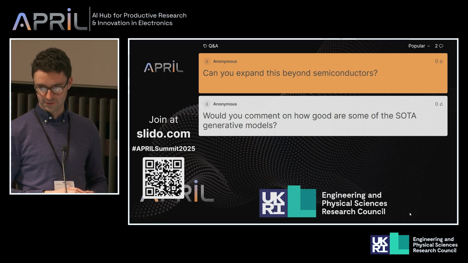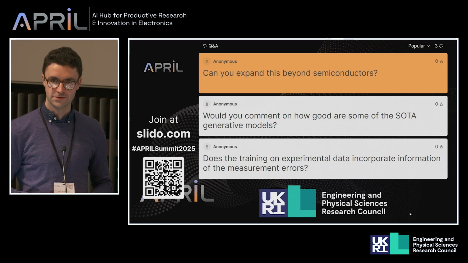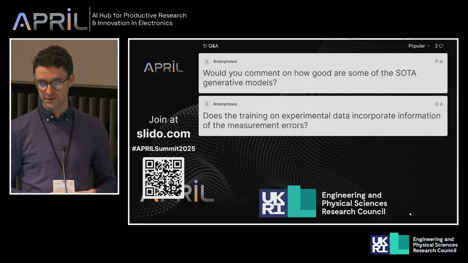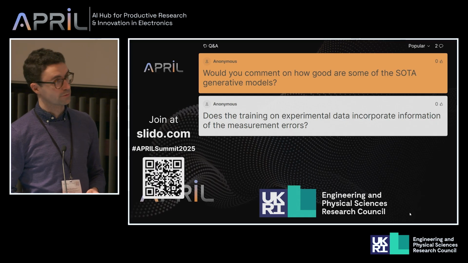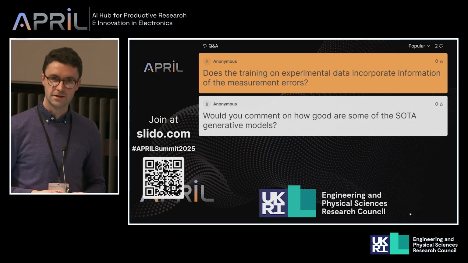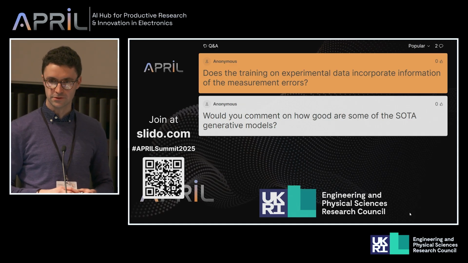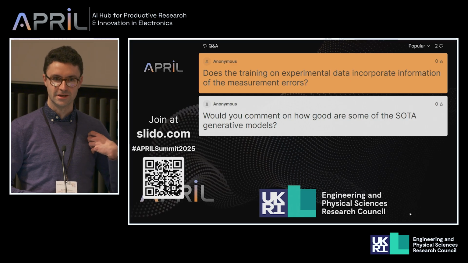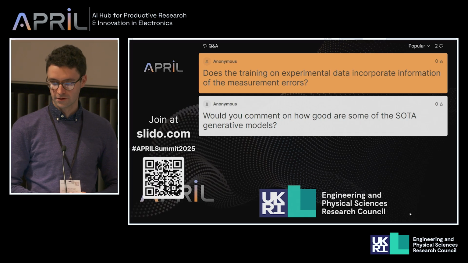Okay, cool. So can we expand this to beyond semiconductors? Absolutely. If you've got good data from the start, you can adapt this framework to whatever properties are of interest. Does the training on experimental data incorporate information of the experimental errors? Very good question. In the auto-extracted experimental values, we typically aren't reporting the measurement error in the first instance. So it's only incorporating it as far as the initial data that you're training those surrogate models on.